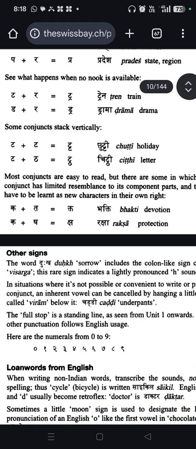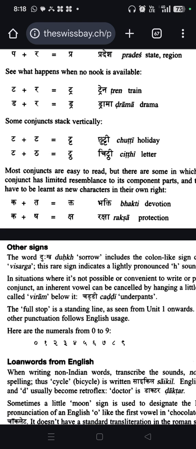Some conjunctions stack vertically. Kacha, ta, ta. So it is drama. This is the first ka, ta, ta, and ta, cha, chu, tea, holiday, chutti, chutti. There's two tas coming together.